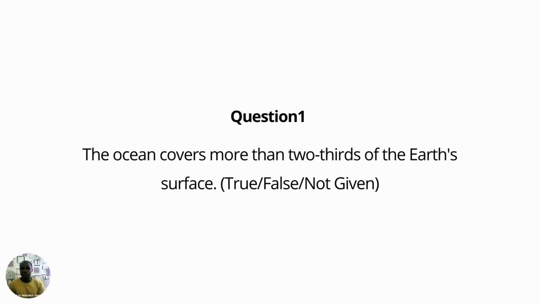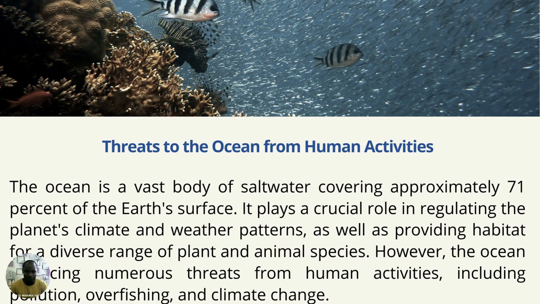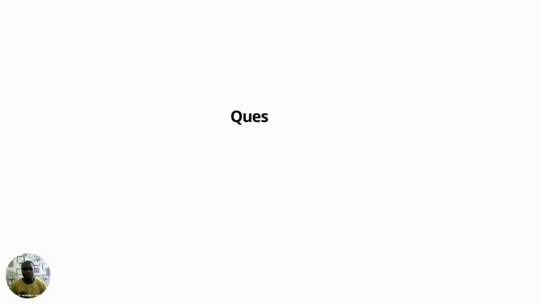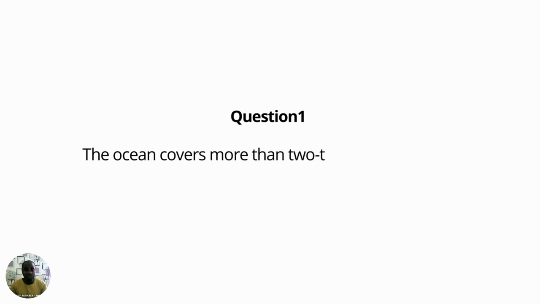Now, the first question states that the ocean covers more than two-thirds of the Earth's surface. But in the text, we didn't see exactly two-thirds. Let's take a look at this. We didn't see exactly two-thirds here. It said the ocean is a vast body of salt water covering approximately 71% of the Earth's surface. Now, take a look at something here. The question said the ocean covers more than two-thirds of the Earth's surface.